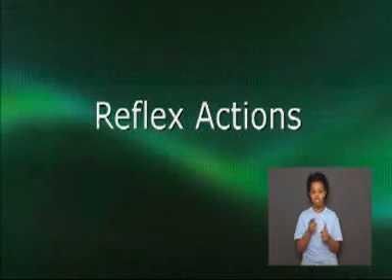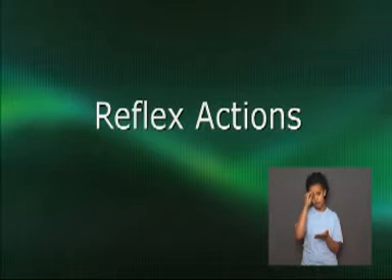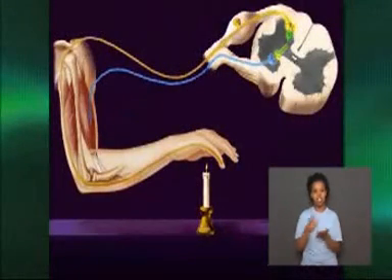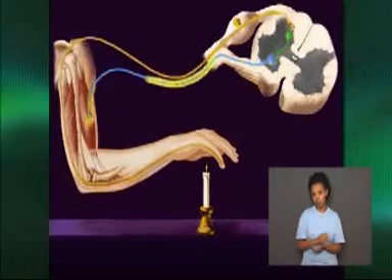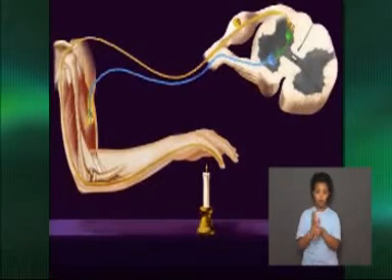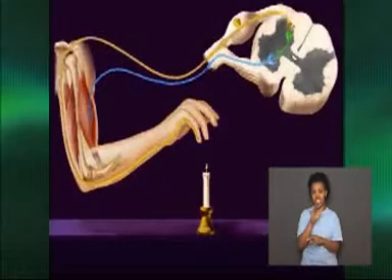There are three main types of innate behavior. The first one we are going to learn about is reflex actions. Reflexes are the simplest of the innate behaviors. A single action responds to a specific stimulus. These types of behaviors are nearly always protective. As you can see in the video, the hand moves away from the heat stimulus.